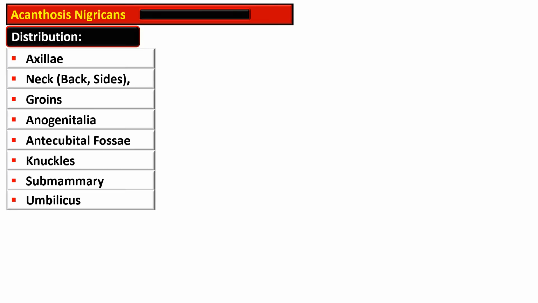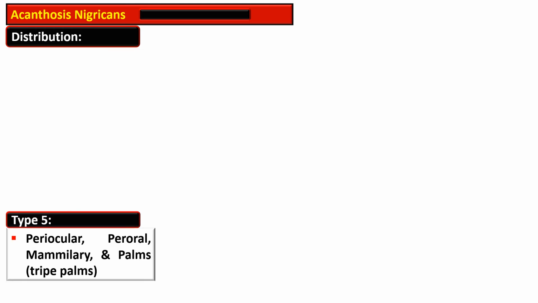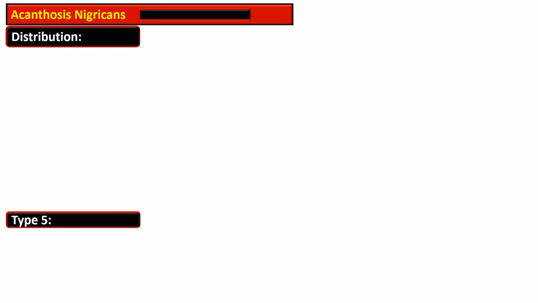So the lesions of Acanthosis nigricans are distributed most commonly in the axilla, then neck, back or sides, the groin, anogenitalia, antecubital fossae, knuckles, submammary region, and umbilicus. Type 5 of Acanthosis nigricans, or the malignant one, especially affects the periocular, perioral, mammillary region and palms. The tripe palm we have just seen.